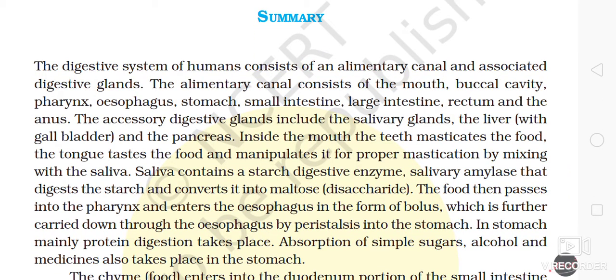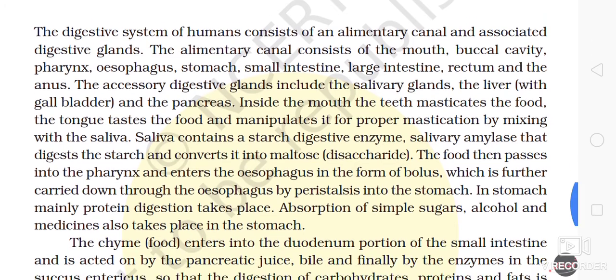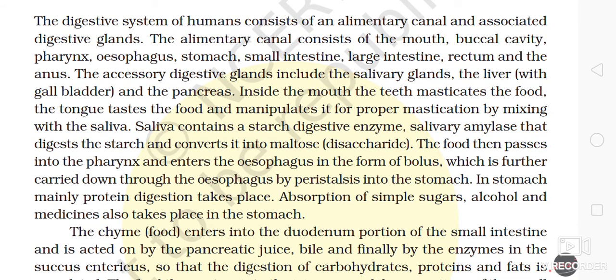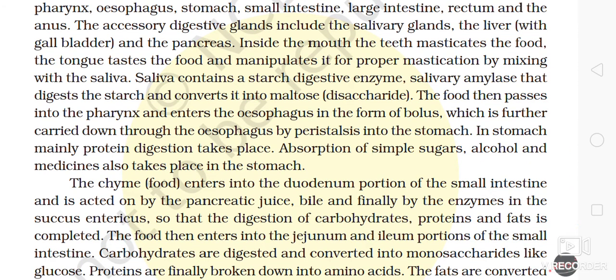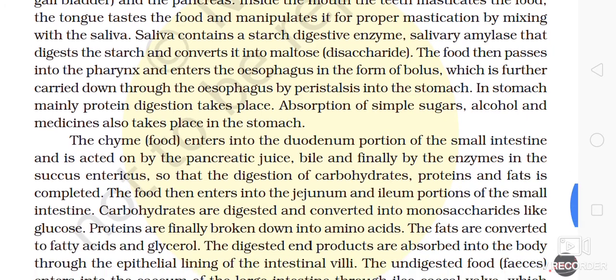The digestive system of human consists of an alimentary canal and associated digestive glands. The alimentary canal consists of mouth, buccal cavity, pharynx, esophagus, stomach, small intestine, large intestine, rectum and the anus. The accessory digestive glands include the salivary gland, the liver with the gallbladder and the pancreas. Inside the mouth, the teeth masticate the food, the tongue tastes the food and manipulates it for proper mastication by mixing with saliva.